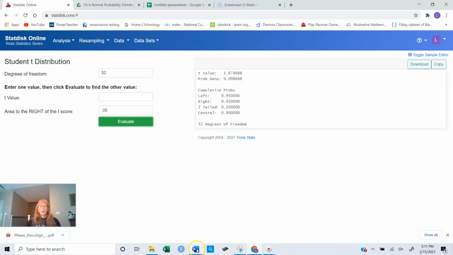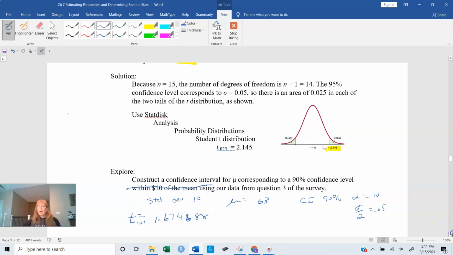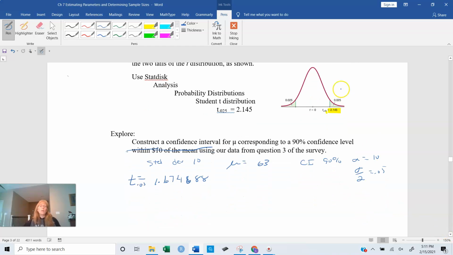All right, let's go back to our Word document. So now that we found our t-value of 0.05, this is equal to 1.674688. I cannot write today. Now, if we actually want to construct our confidence interval, let's go back to our StatDisk, and it works just like before.